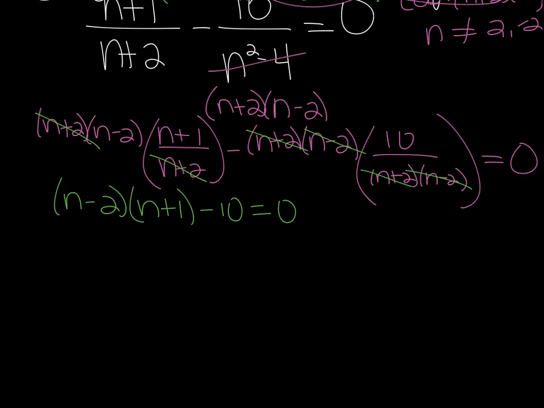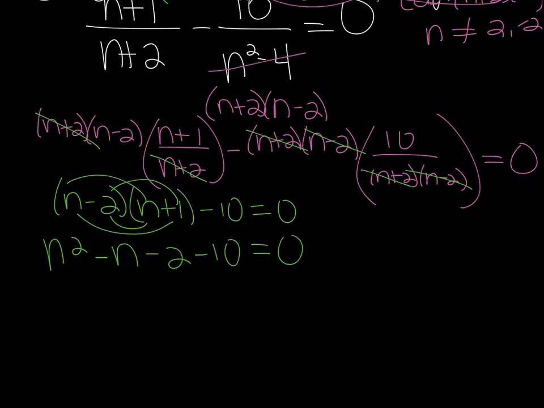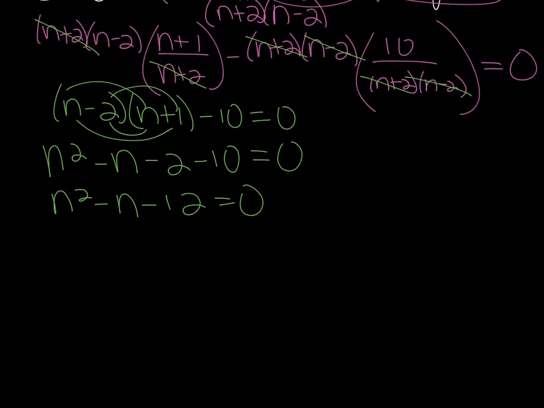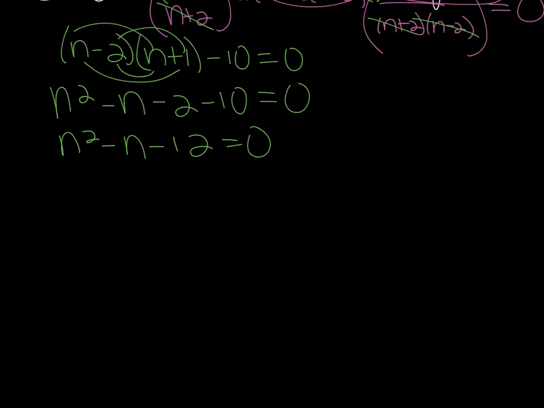multiply this out because we're going to have to refactor it because it did not include everything when we're factoring. So if I multiply this out by foiling, I would get n squared, and then n times 1 minus 2n would give me minus n, and minus 2 times 1 gives me a minus 2, and then I have that minus 10. Okay, so if some of it's factored but not all of it's factored, you're going to have to multiply it out, combine like terms, so n squared minus n minus 12 equals 0, and then you're going to have to factor it all over again.